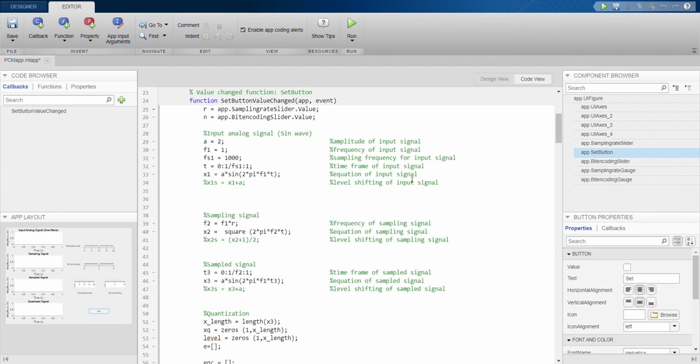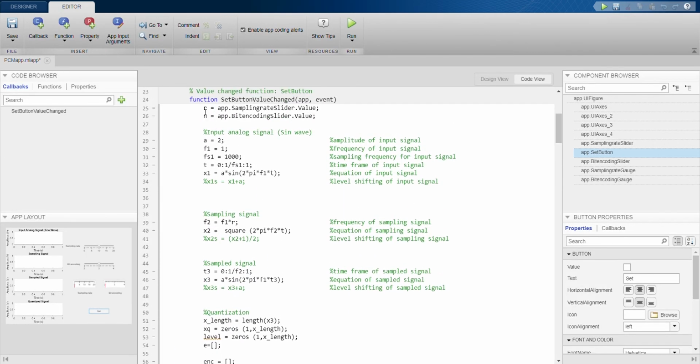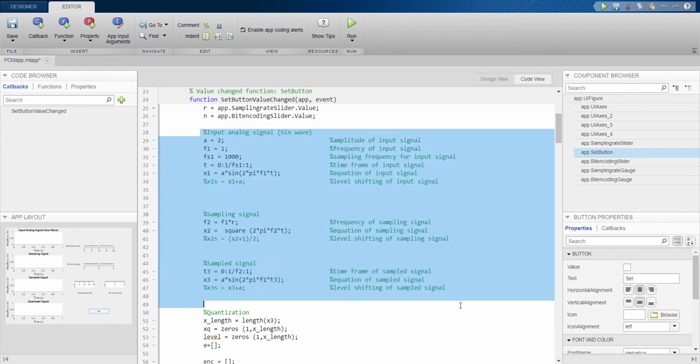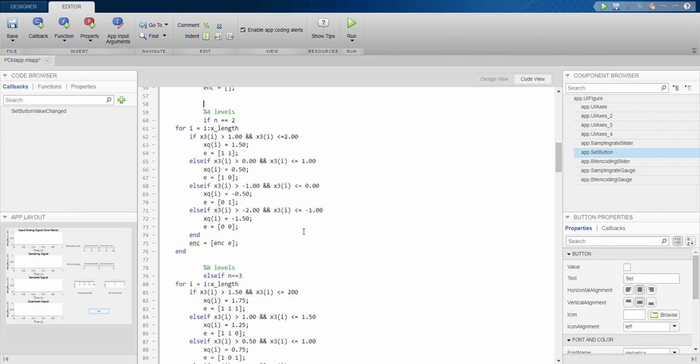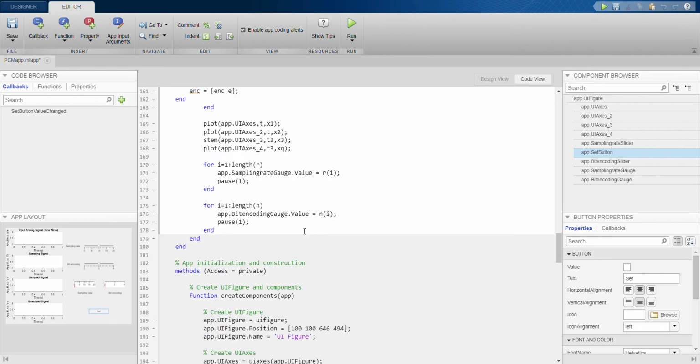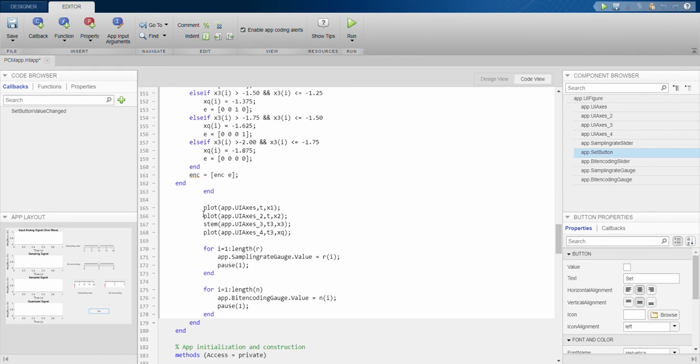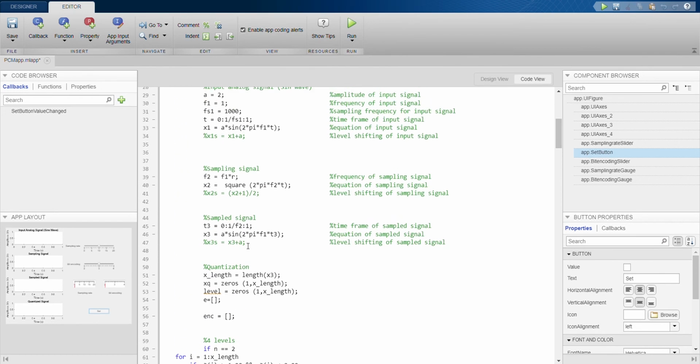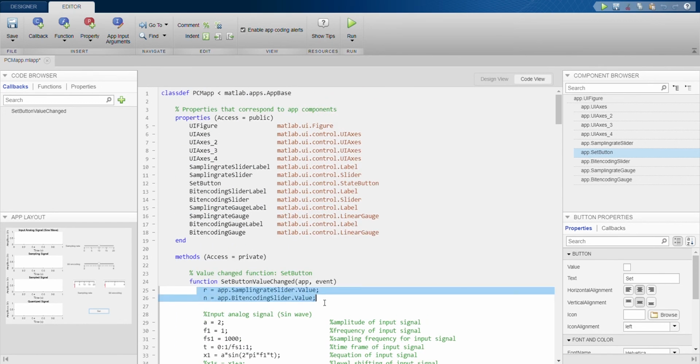This is the code of the GUI. It is similar to the previous code, except for the additional code for the gauges and the input sliders.